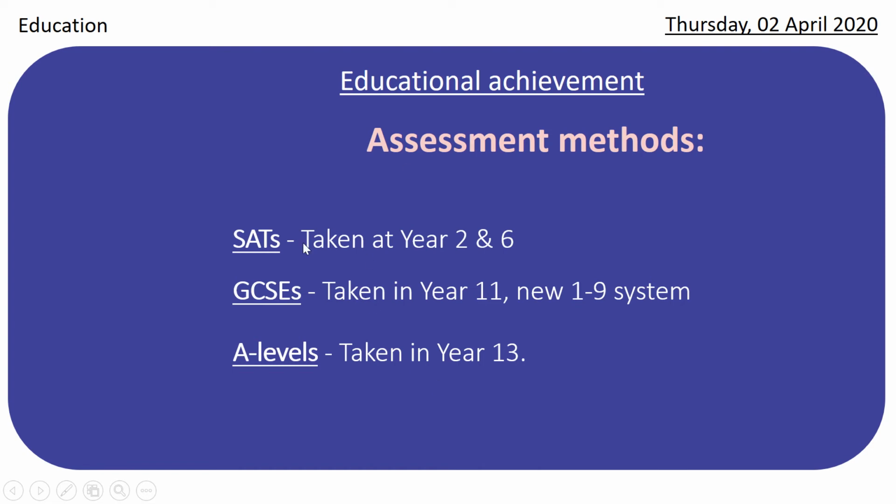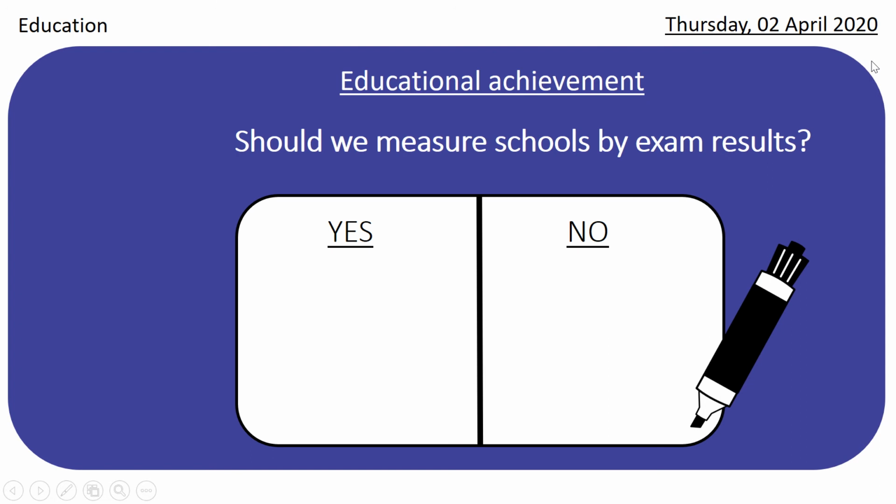Assessment is the test that they take, attainment is the grade that they get, and achievement is then that grade signifying educational success. And some argue that we should measure schools by exam results. There are league tables. Ofsted, when they come to look at schools, will look at how good their exam results are. Pause the video for a moment. Do you think we should measure schools by exam results? What are the reasons for and against?